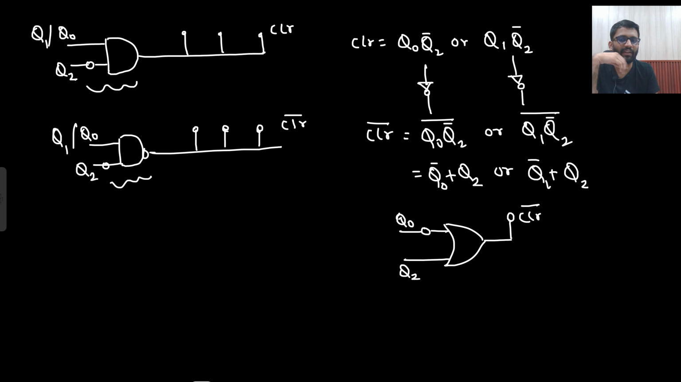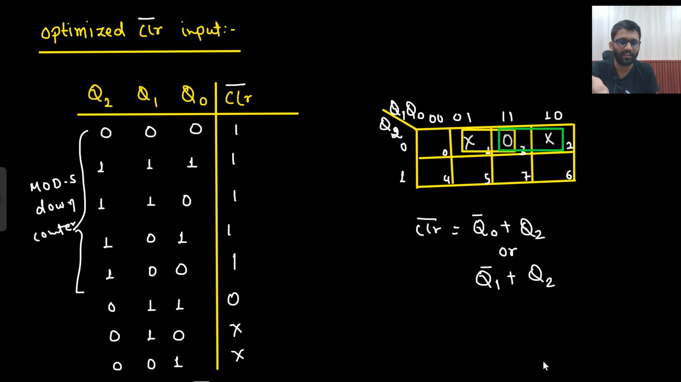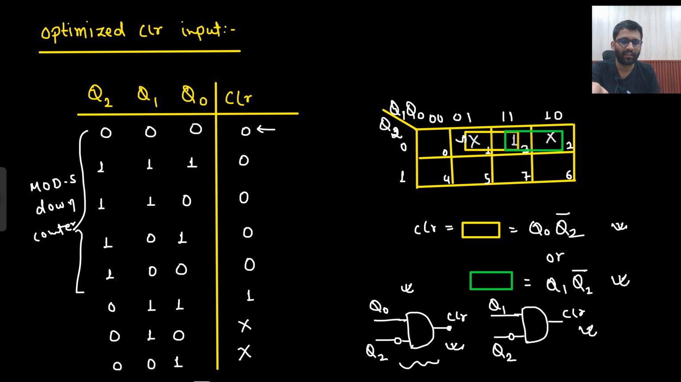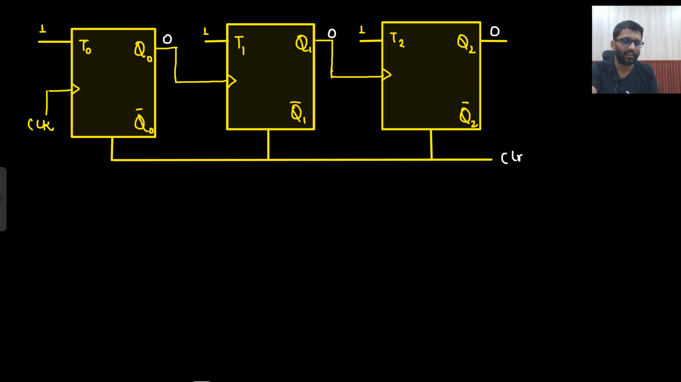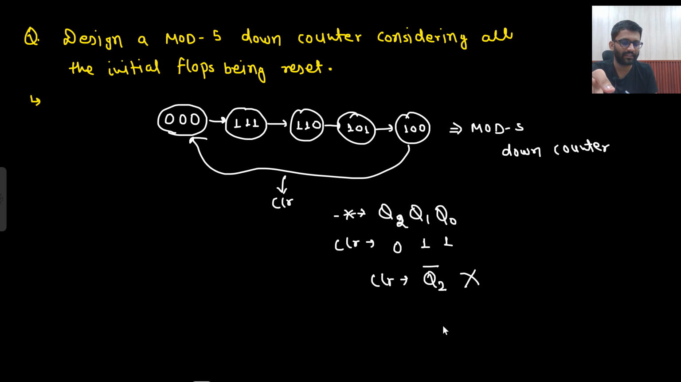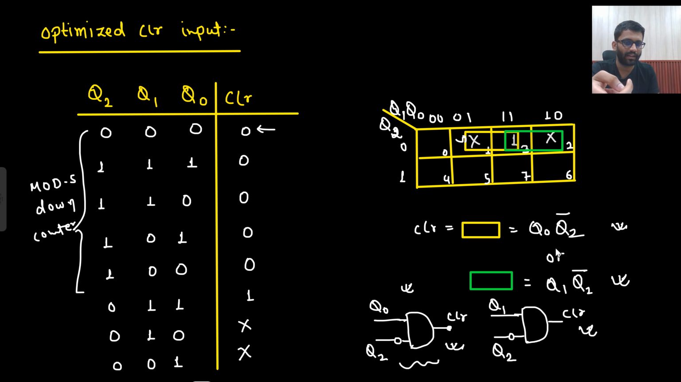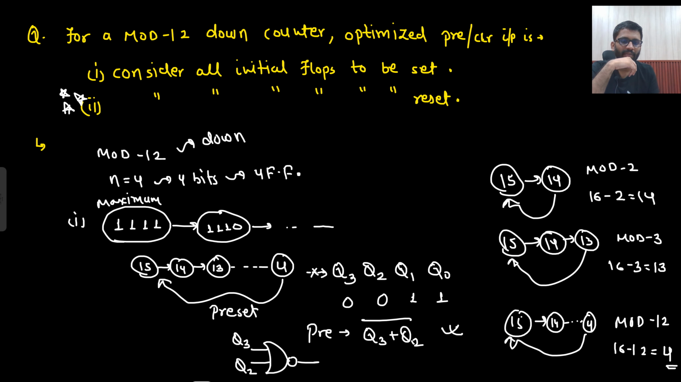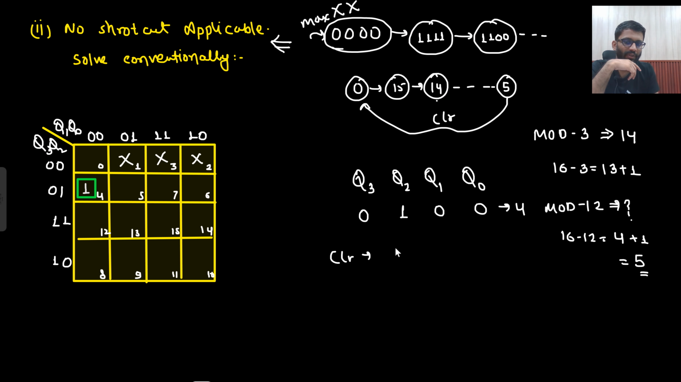In the last example, when we were studying the mode 5 counter, we got to know that we were getting a different answer. There you were using preset and there was a different answer. If I use the shortcut method, I would get the answer wrong. Q2 bar would be wrong here. The actual answer is Q2 bar into Q0, but from the shortcut method I would have got Q3 plus Q1 plus Q0 bar.